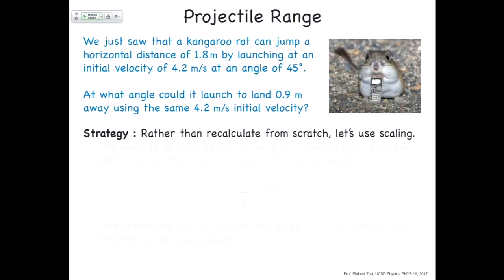Let's think about how you could figure this out without doing a whole lot of math. The key is the scaling. Rather than recalculate from scratch completely, let's make use of the fact that we had already just done a problem where we said that it could go 1.8 meters by launching at 45 degrees. We're assuming that the initial velocity stays the same. No, I'm sorry, the angle stays the same, and now we want to know what the new velocity is. So the angle stayed the same.